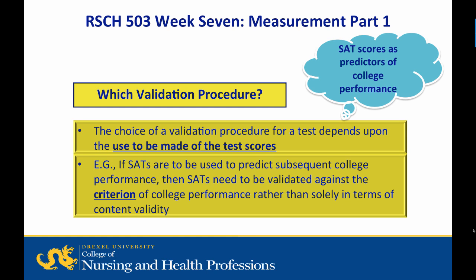Which validation procedure should a researcher use to validate an instrument or test used to measure a variable in a study? Importantly, the choice of a validation procedure for an instrument or test depends upon the use to be made of the test scores. For example, if SAT scores are to be used to predict subsequent college performance, then SAT scores need to be validated against the criterion of college performance rather than solely in terms of content validity.